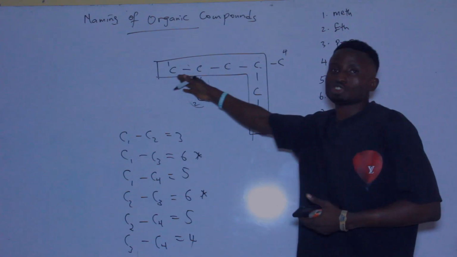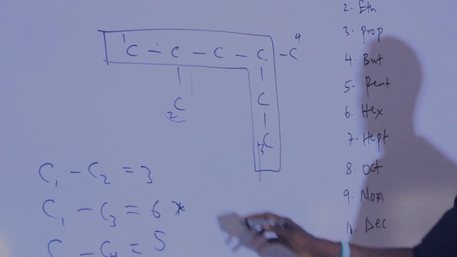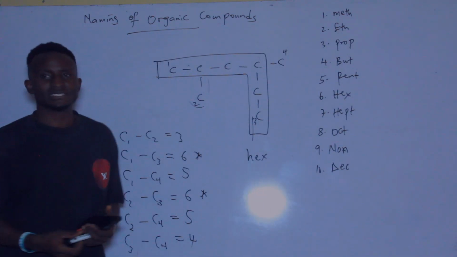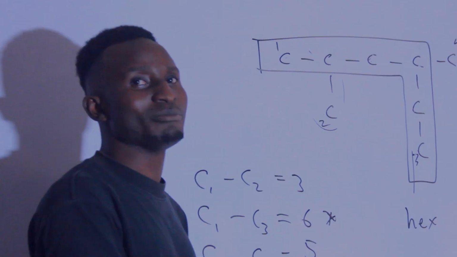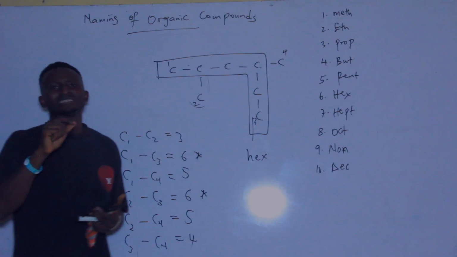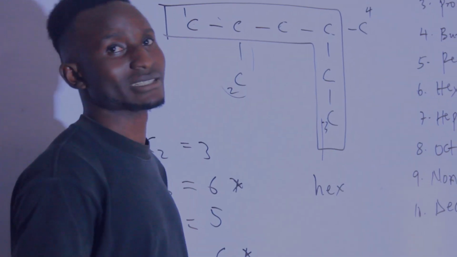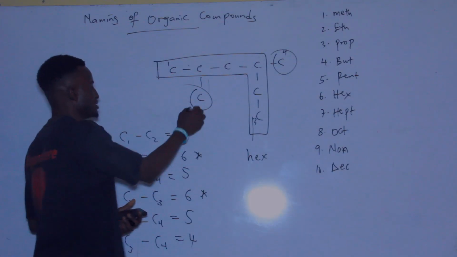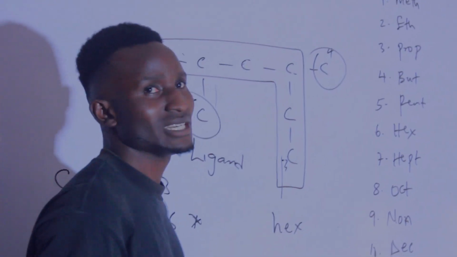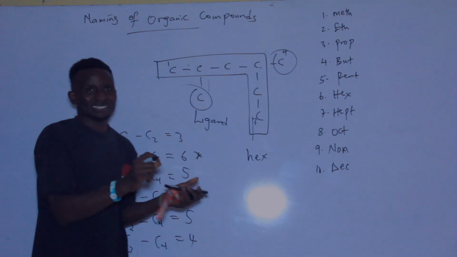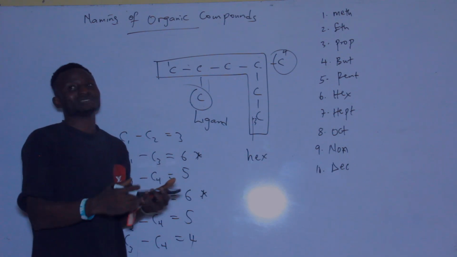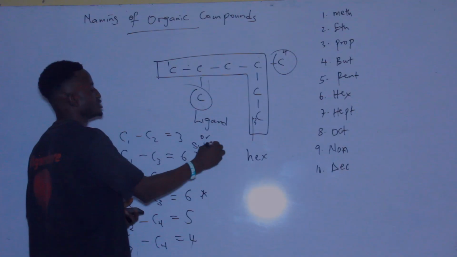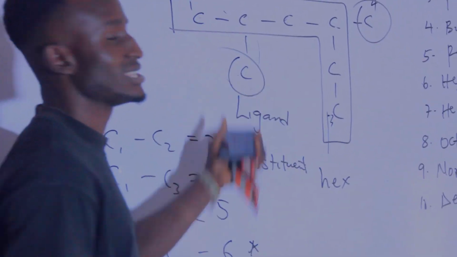Now, as you have this structure, the parent name of this has 6 carbons, and 6 is called hex. The next law, law 2, says that after you have discovered the parent name of the structure, other carbons that are found will be called ligands. So there's a carbon here, there's another carbon here, and this is known as a ligand. Any carbon that is not in the parent chain, found after you have discovered the parent name, is called a ligand or a substituent. This is a ligand, this is another ligand.